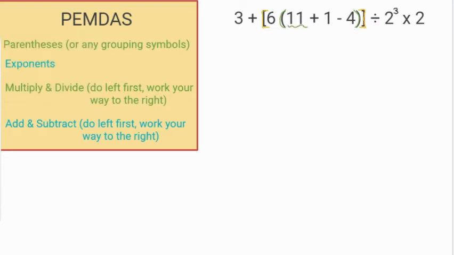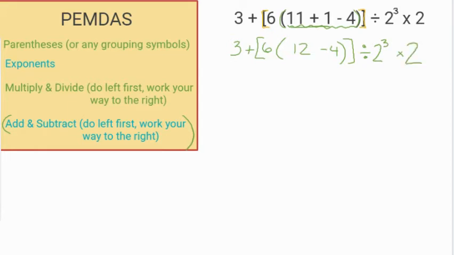And inside here, we have to do order of operations as well. So we have addition and subtraction. They're at the same level, so we do it from left to right. The farther left one is 11 plus 1. So everything else gets rewritten. And 11 plus 1 equals 12. And we still have the minus 4, the curved parentheses, the square bracket, divide by 2 to the third power times 2.